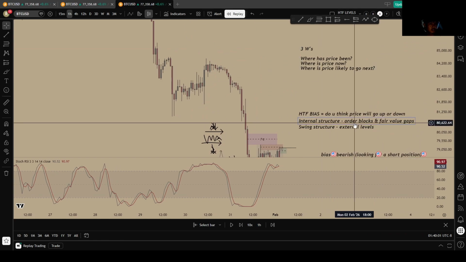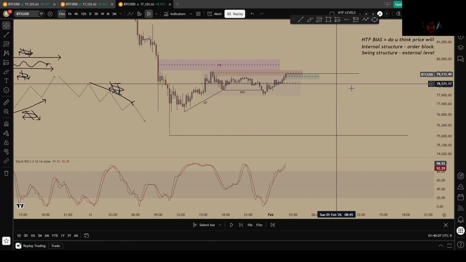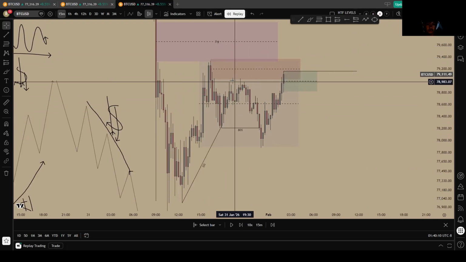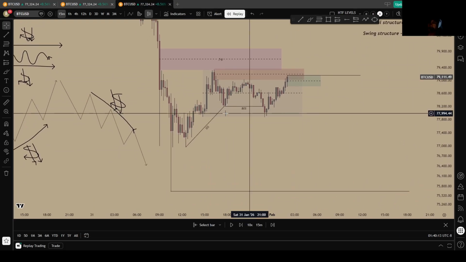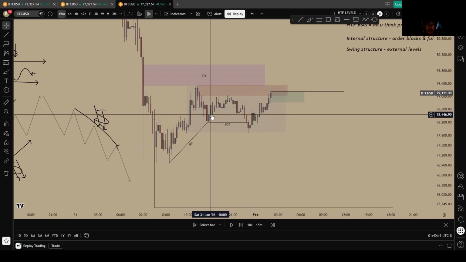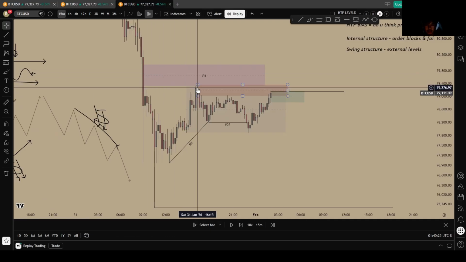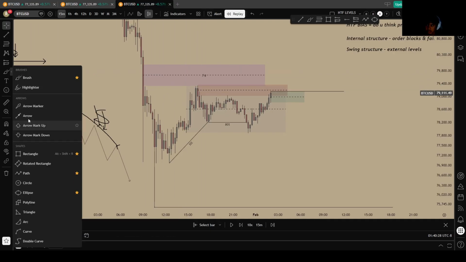Now that we know that price will go down, where is price likely to go next? Specifically where? That's what we just did. We did some analysis on the internal structure here. Essentially, we identified where liquidity is, which is at these higher lows right here. After that, we're looking at the structure. Not only did we tap this fair value gap, but we also established a resistance right here. We established a high.